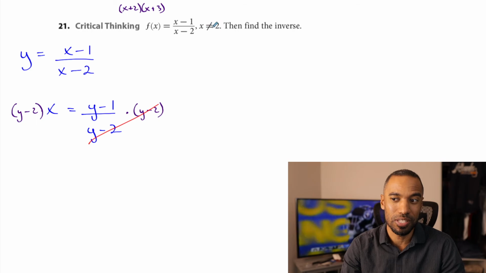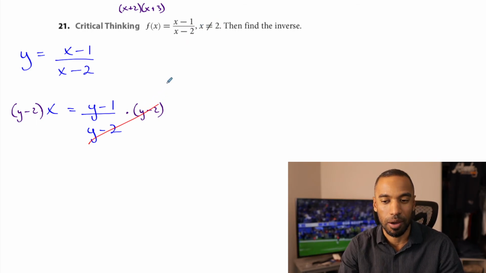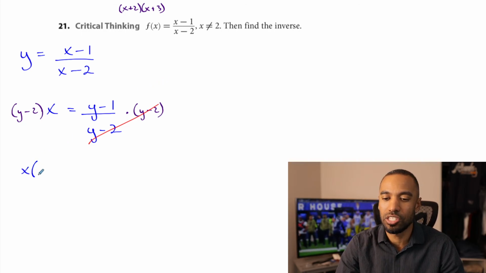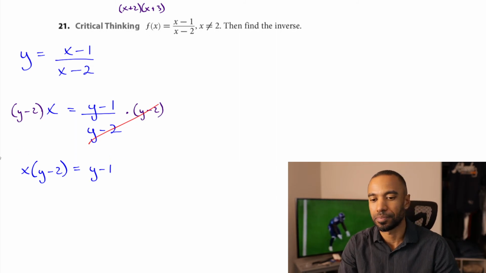And we could talk about restriction ideas. They are talking about, see, notice how they said x can't equal 2? Of course not, because you divided by 0. So we could talk about restriction things. I'm fine with that. But our goal is to solve for y. So I have x times y minus 2 equals y minus 1, right?